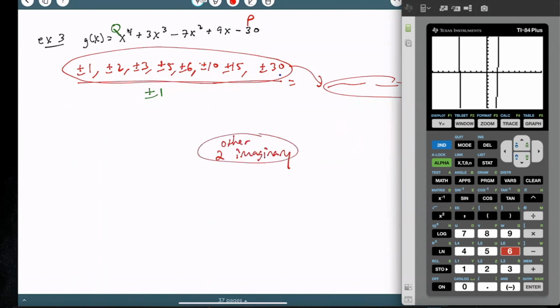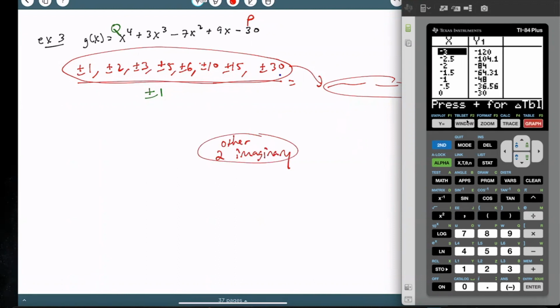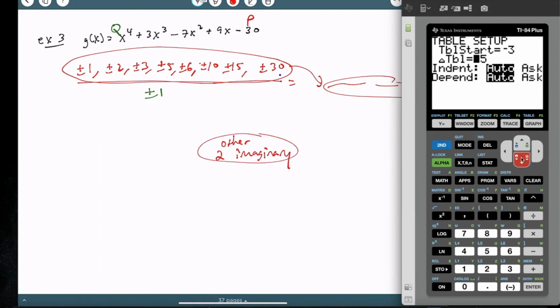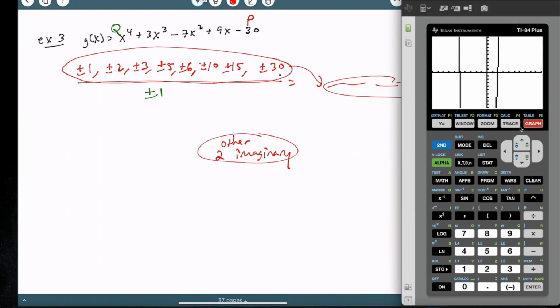Okay, so for the other 2 roots, let's see if they're rational. So it would have to be in this list. So you could check the table here. So I'm still going by point. Let me go back to my table settings. We'll just go back to going by ones here. So changing the table by ones.